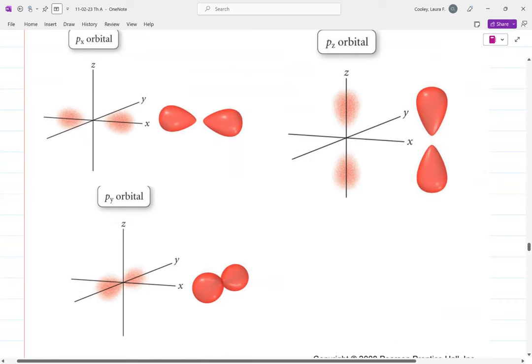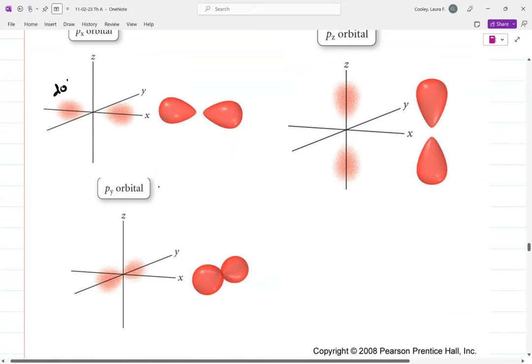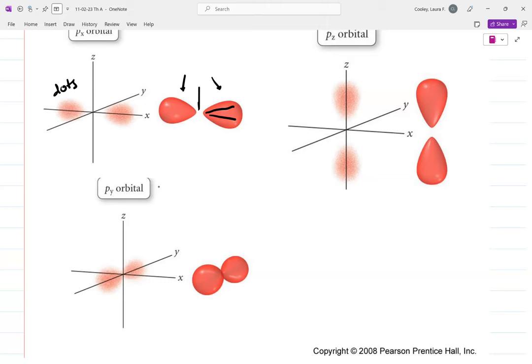I'm showing you there are different ways of representing P orbitals as well. You can use the dots to show the probability distribution of where an electron might be found in a P orbital, but most of the time what you see is the dumbbell shape. And this has more of an angular dependence. An electron can't be at this angle. It could be at this angle or this angle from the nucleus, but it can't be there. So there's more of an angular dependence for P orbitals.